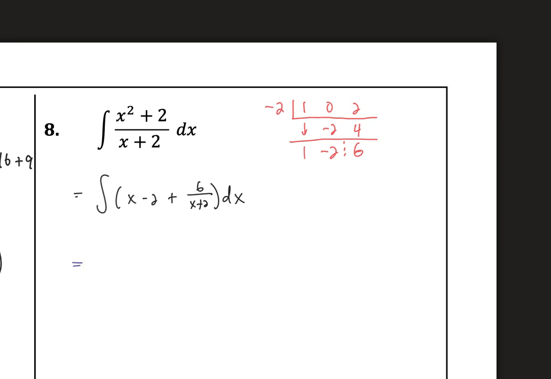Okay, so now just integrate. And then y'all are good at these.